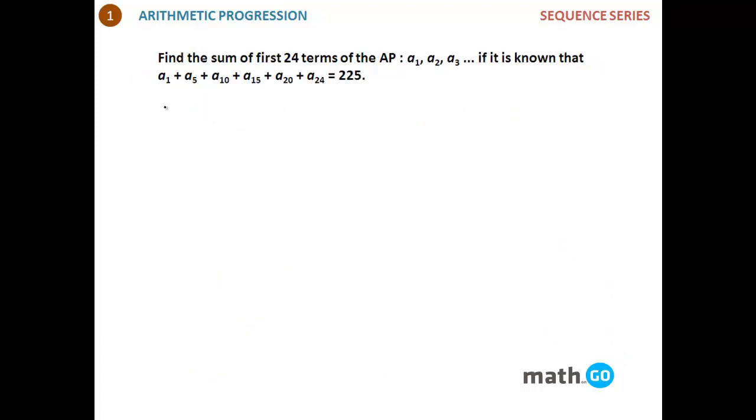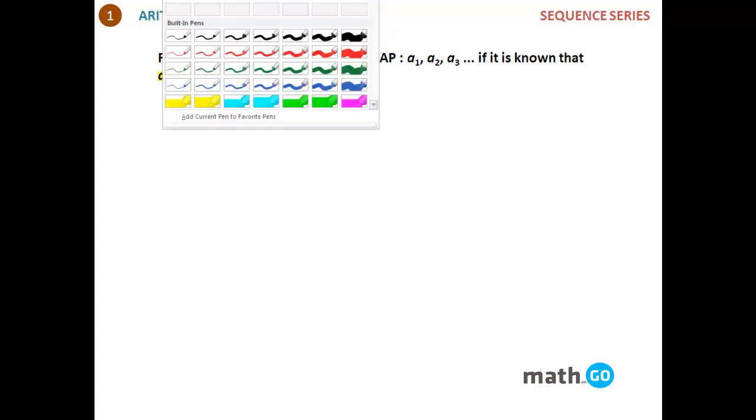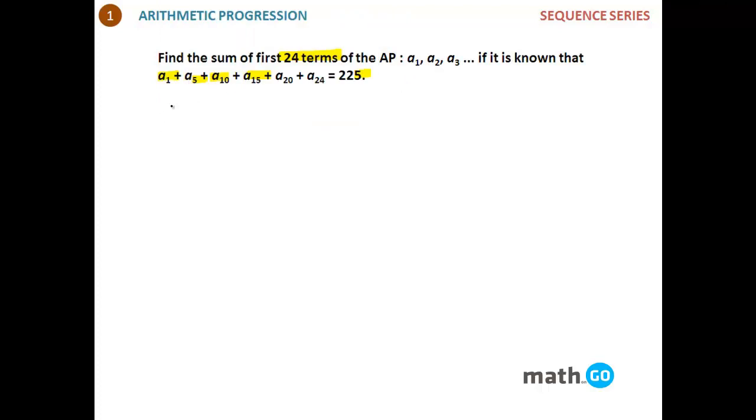Okay, now let's take another problem and we'll try to understand another particular formula using this. If I go ahead and speak the question for you, it says find the sum of first 24 terms of an AP where this particular sum is given to you, right? This is given and we need to know the sum of first 24 terms. So what we are being asked here is we need to find S24.